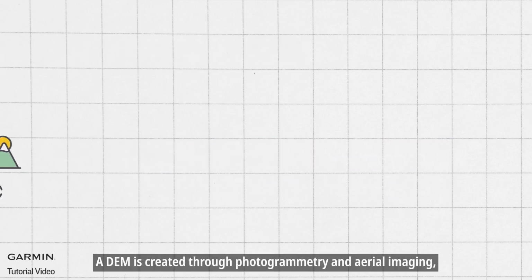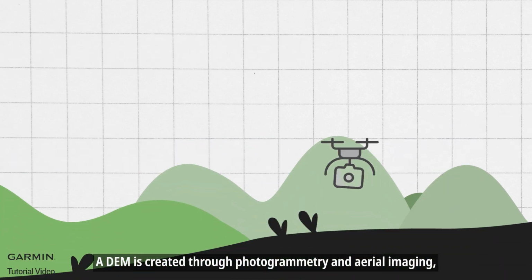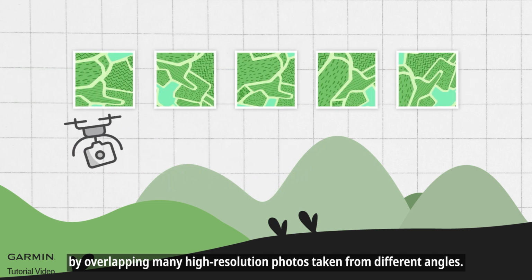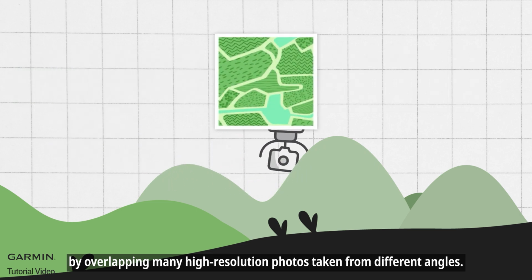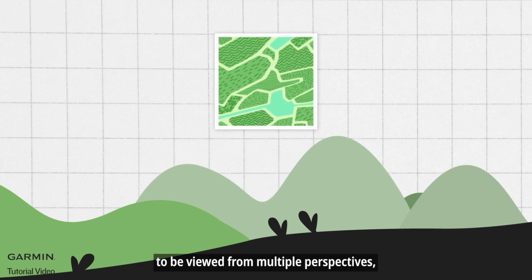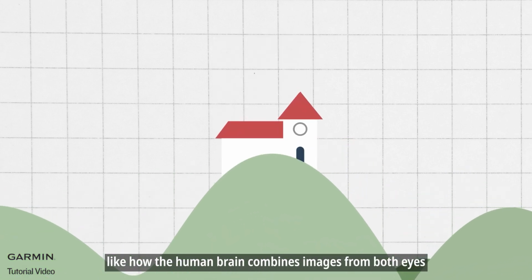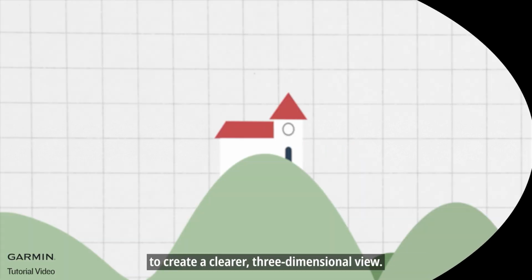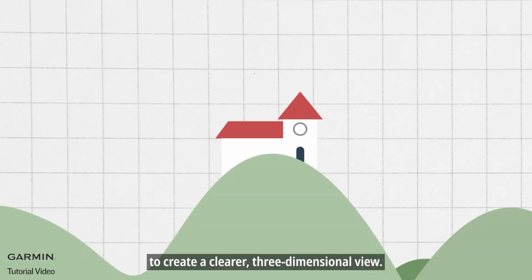A DEM is created through photogrammetry and aerial imaging by overlapping many high-resolution photos taken from different angles. This allows a single point on the ground to be viewed from multiple perspectives, like how the human brain combines images from both eyes to create a clearer, three-dimensional view.